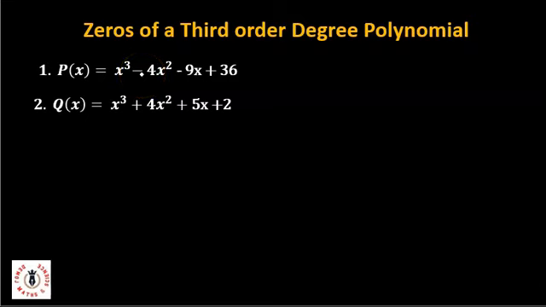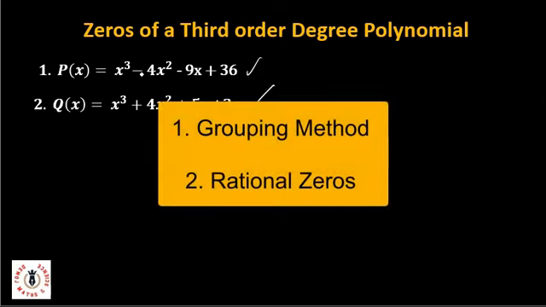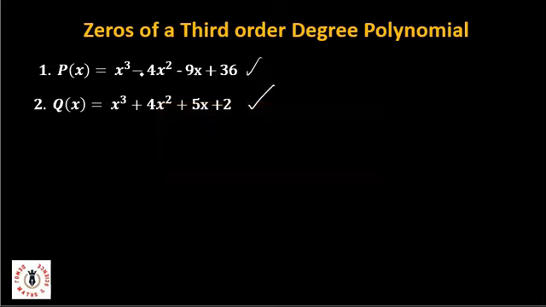Hi, in this lesson, we'll be finding the zeros of the third degree polynomial. I will use these two examples, example 1 for solving for p of x and example 2 for q of x, to illustrate how to find the zeros of a third degree polynomial. We'll be using two methods. We'll use the grouping method, and also we'll substitute for rational zeros of this polynomial. Let's get started with the grouping method with example 1.